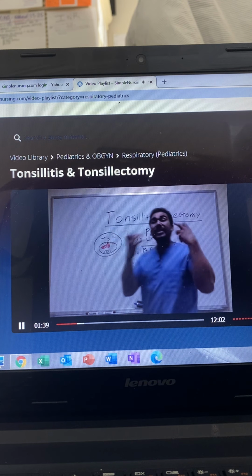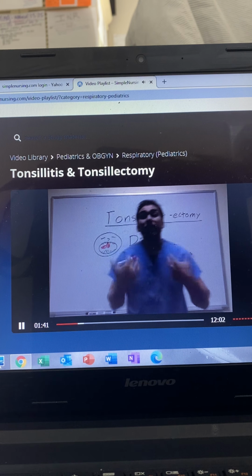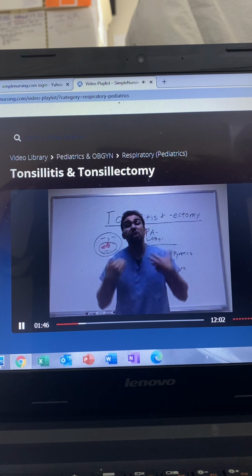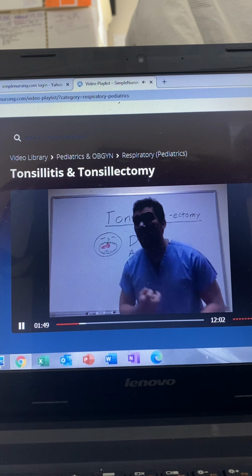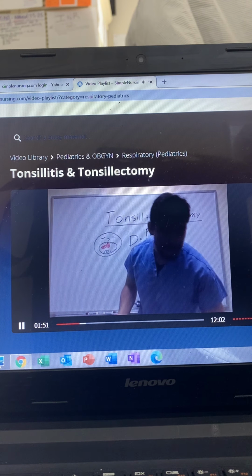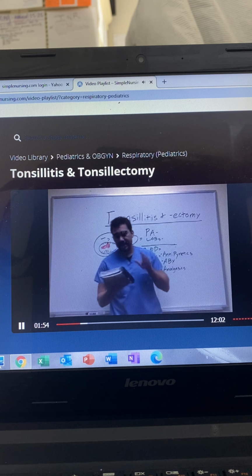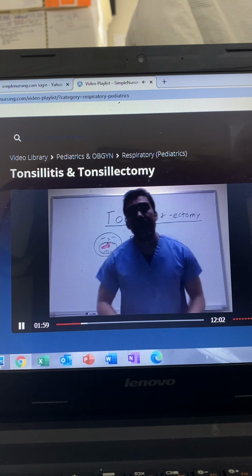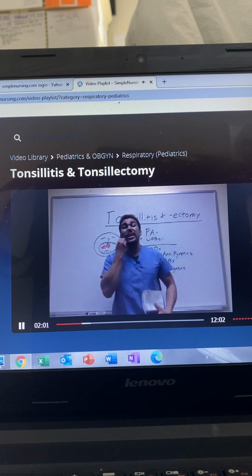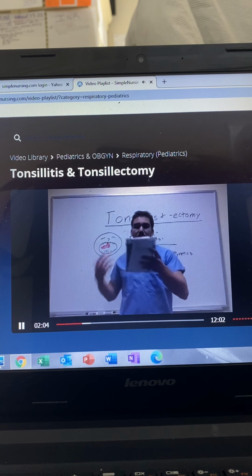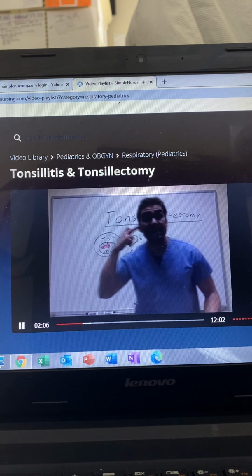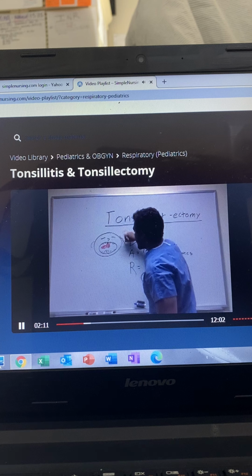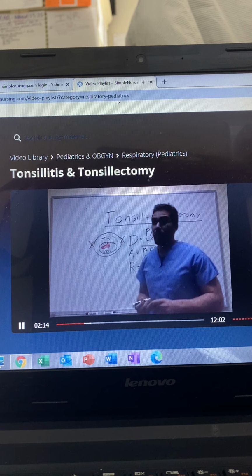It swells up in the back of your patient's throat, and your patient has difficulty breathing, difficulty sleeping because they're snoring a lot, difficulty swallowing the secretions in their mouth, as well as difficulty hearing. When the tonsils get inflamed so much, they block the eustachian tubes leading to the ears, and it can block some hearing as well.